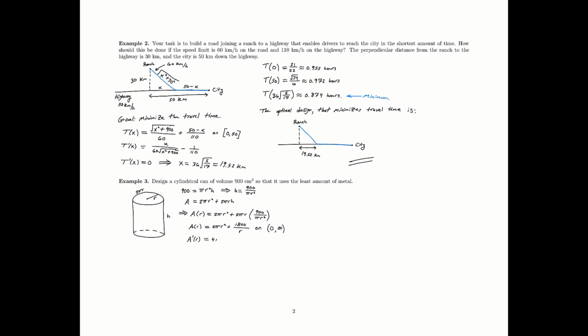So we have A prime of r equals 4 pi r plus, this will be negative 1800 over r squared. We do see that this derivative does not exist at r equals 0, but 0 isn't in our domain to begin with, so we disregard that. So we're only going to check to see where A prime of r equals 0. This happens when r is equal to the cube root of 450 over pi.